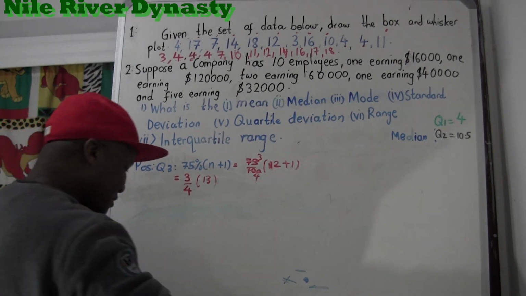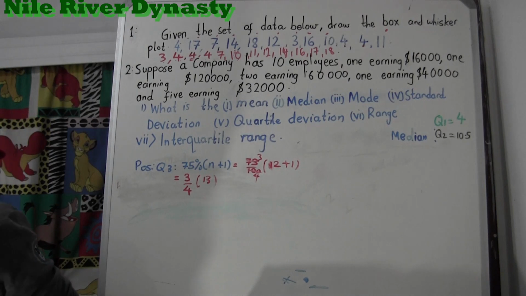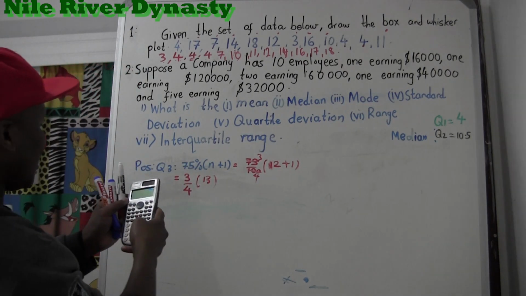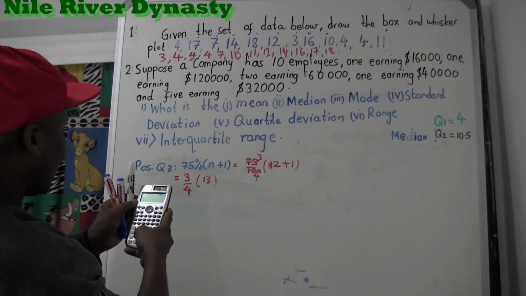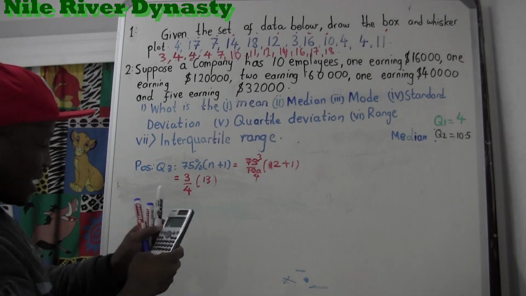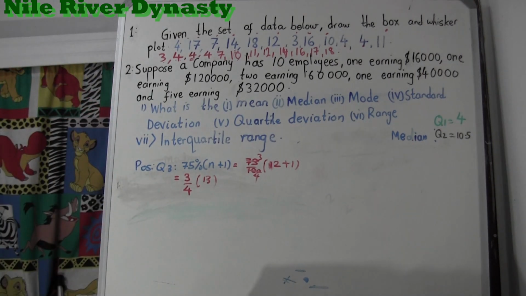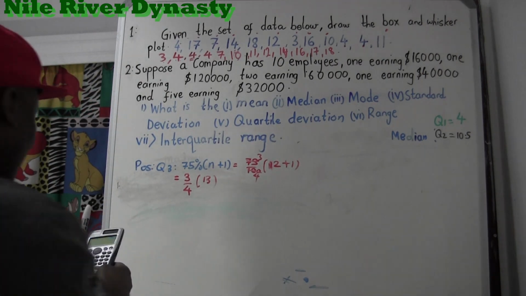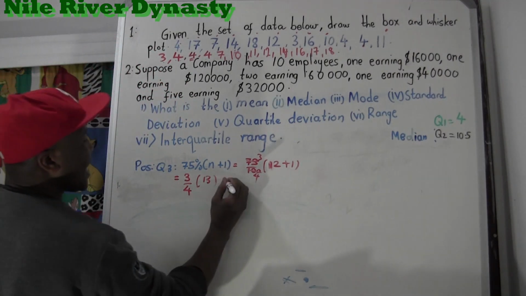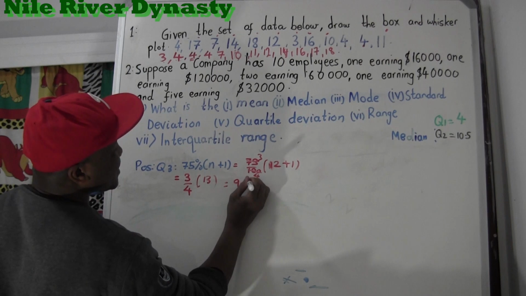So take a calculator. Say fraction 3 over 4. I like this calculator. Now come here and say this is 13. Plug it in the calculator, and you're going to get 9.75. So the position of the quartile is at 9.75.